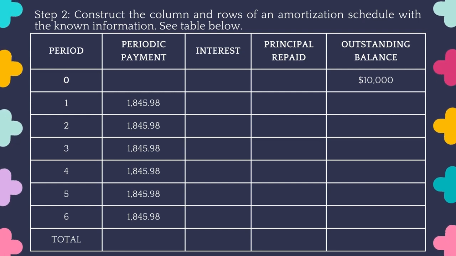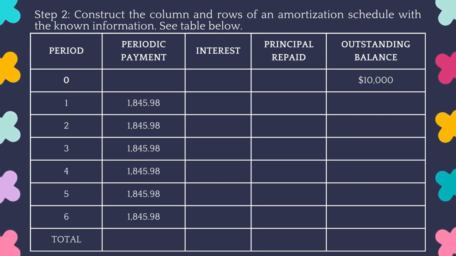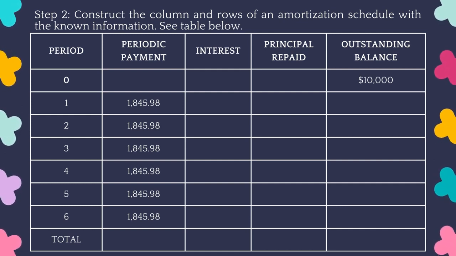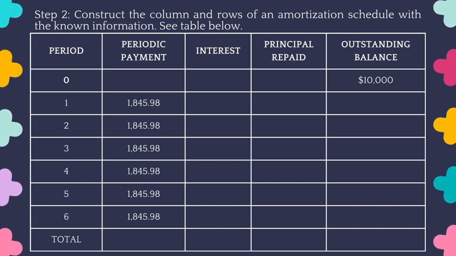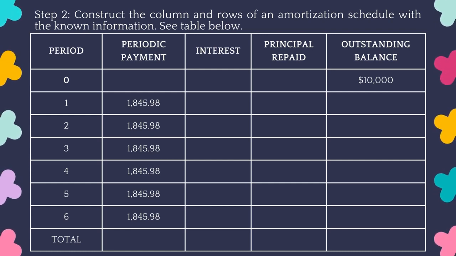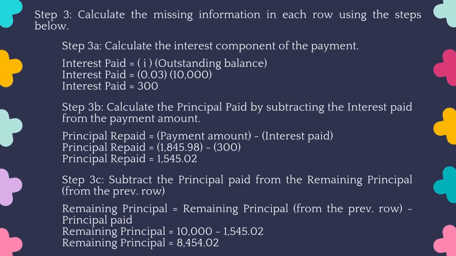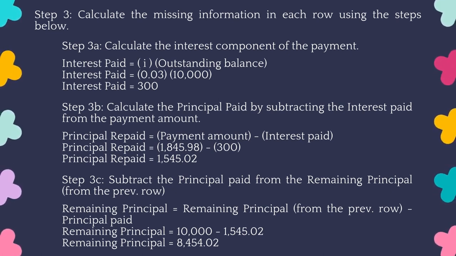And then we have here at the beginning, period 0, we only have the $10,000 loan as the outstanding principal balance. Since we have 6 annual payments to pay off the loan, I drag down the period until 6. So for the next step, we need to calculate the missing information in each row using the steps below.